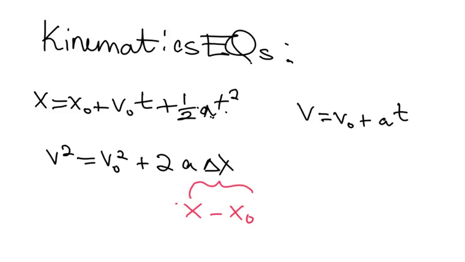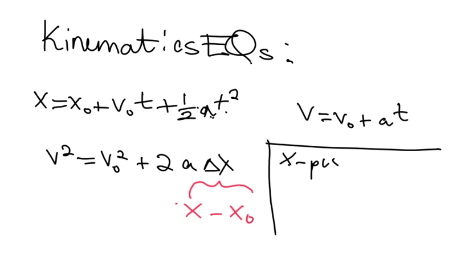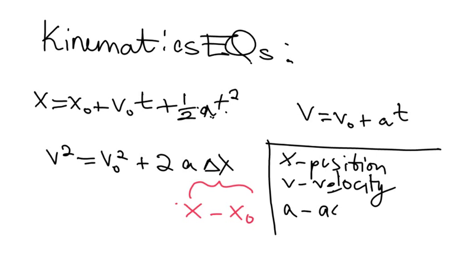Just as a reminder, x is position, v is velocity, and a is acceleration.